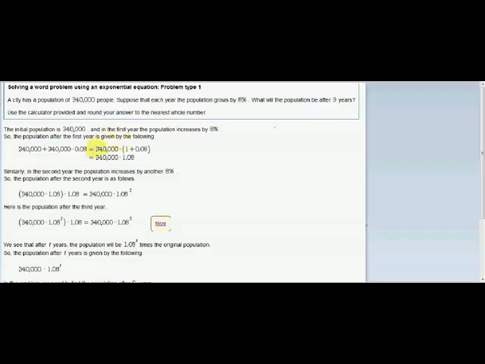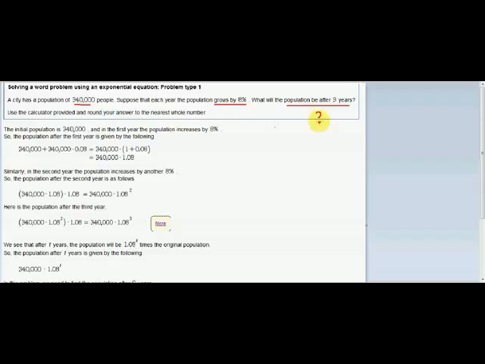Alright, so the city has a population of 340,000 people, and each year the population will grow by 8%. We are trying to find out what the population is going to be after 9 years. We can use a calculator, and round your answers to the nearest whole number. To begin with, this is how many people we have. This is the initial, and every year it's going to grow by 8%. Population after 9 years, this is what we have to find.